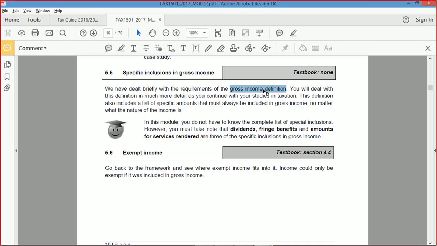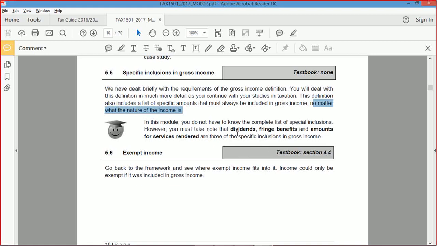Looking at the actual study guide, they mention here that gross income has a very specific definition. That's theory, and they talk about amounts that are either received or accrued to. So you don't have to actually receive it. As long as you're entitled to it, it'll still be seen as income. It has to be included in your gross income.